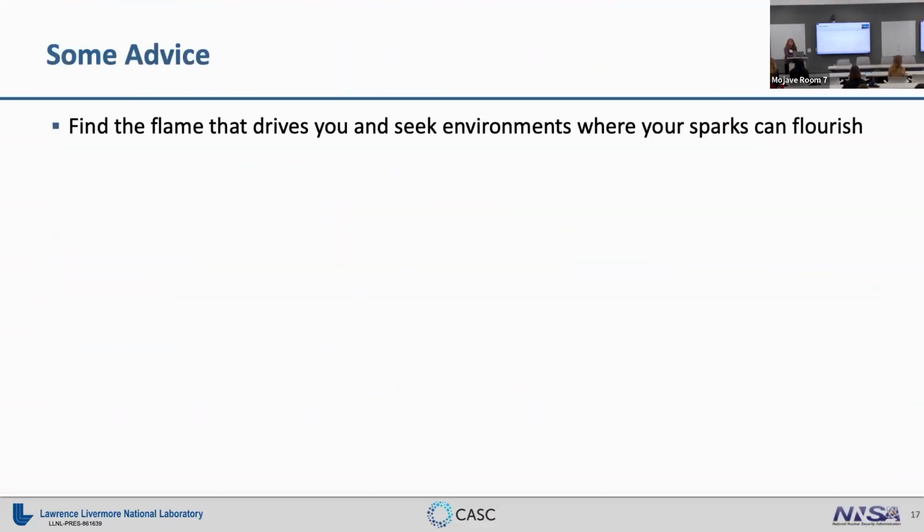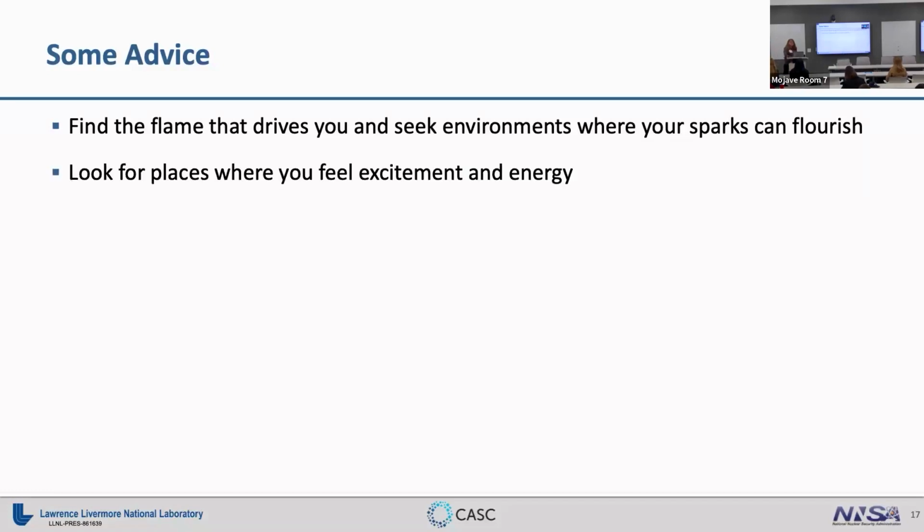Okay, so some advice. Find the flame that drives you and seek environments where your sparks can flourish. I know that sounds so quaint, but I think it's really true. Somebody told me this advice when I was really, really early in my career, and it's true. You want to find environments where you know what excites you, but then find environments where that can really feel at home. It's not going to be snuffed out. Look for places where you feel excitement and energy, right?